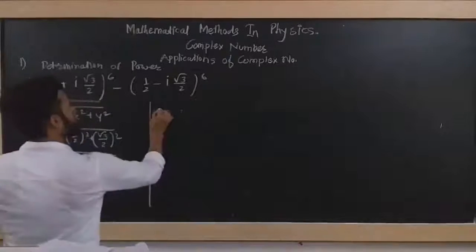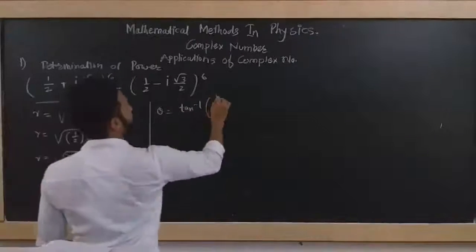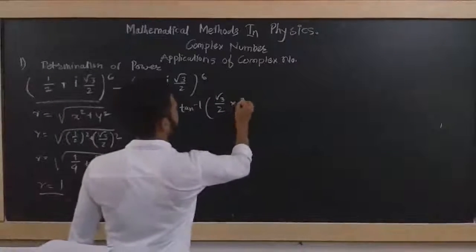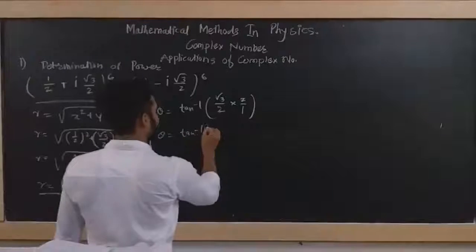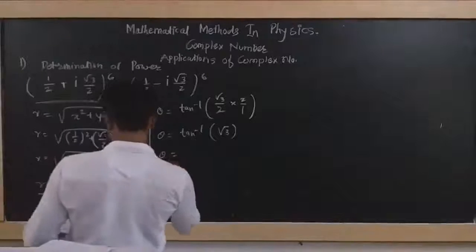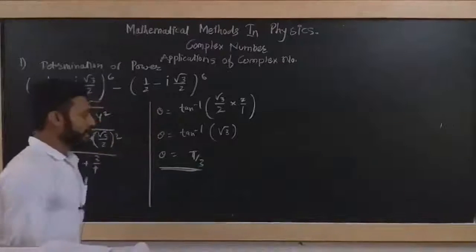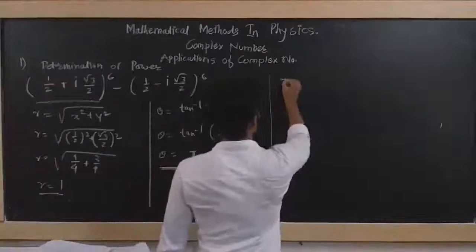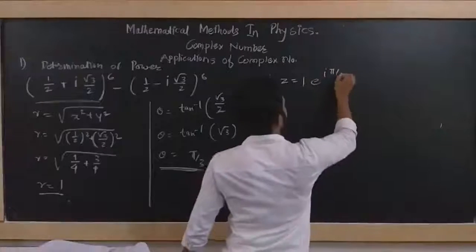Now we can find out theta also. Theta is equal to tan inverse y upon x. Y is root 3 by 2, upon x, 1 by 2. So I can use 2 by 1. So 2 get cancelled. So theta is equal to tan inverse of root 3. You can go through the table. So theta is equal to pi by 3. Once you get r and theta, you can find out the exponential term. You can write z is equal to, what is the value of r? 1. What is the value of theta? E raised to i pi by 3.